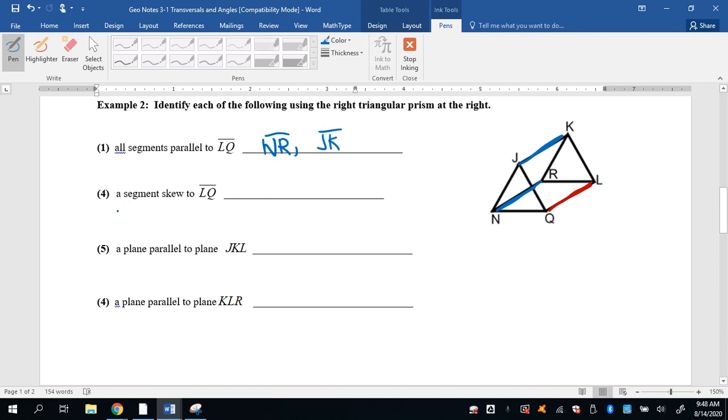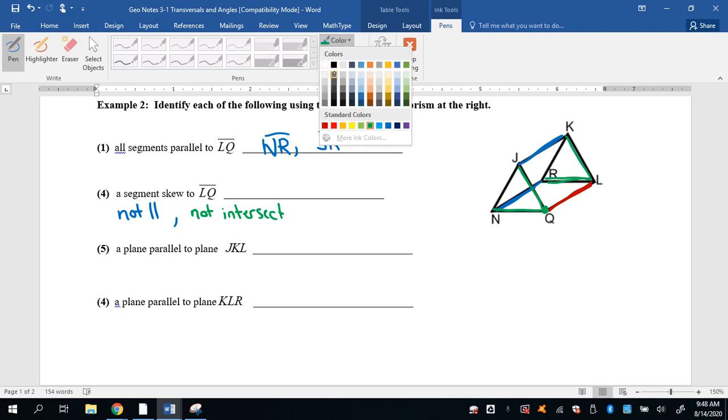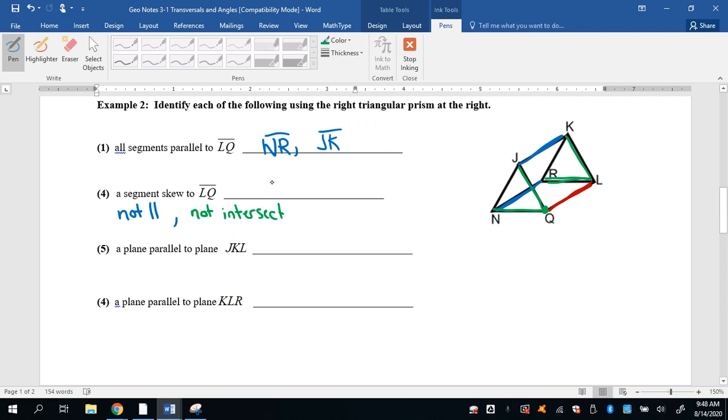Skew means it cannot be parallel. We've already marked those. And it cannot intersect. So I'm going to mark those as well. Not intersect would be it can't touch L and Q. So I can't touch Q, it can't touch L. Therefore, the only segments that remain are the unmarked segments that would be JN or NJ and KR or RK.